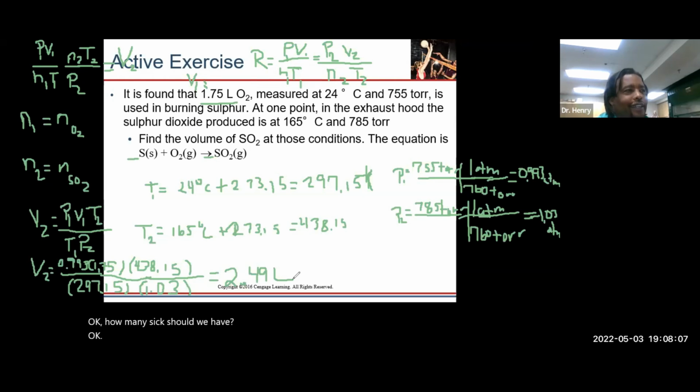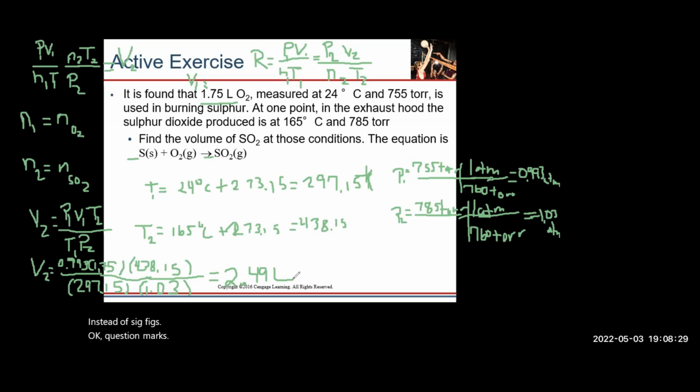I love the speech to text at the bottom. It says, how many sigs should I have? Instead of sig figs. Okay. Question marks?